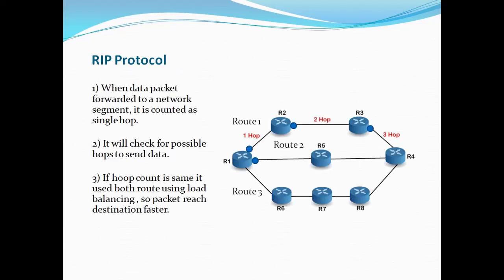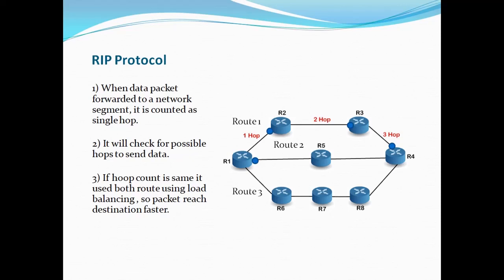Let's understand RIP in more detail. Let's take the first option, where when data packets are forwarded to a network segment, it is counted as a single hop, which means if router 1 sends packets to router 2, then it will be counted as the first hop. When router 2 sends data to router 3, it will be counted as the second hop. And when router 3 sends data to router 4, it will be counted as the third hop.